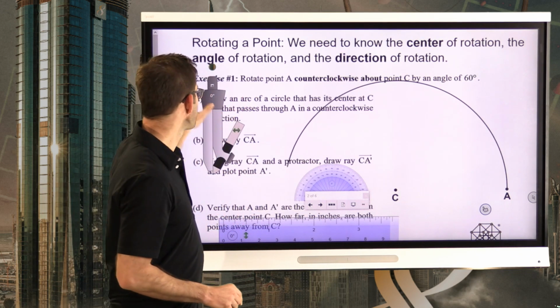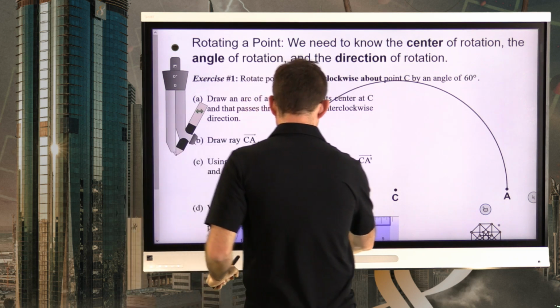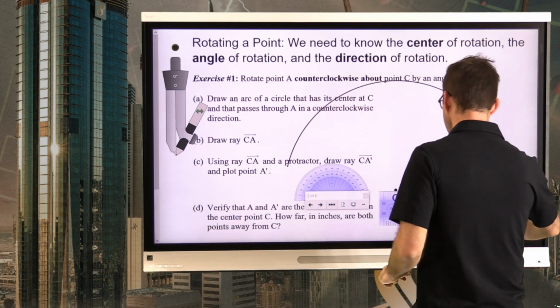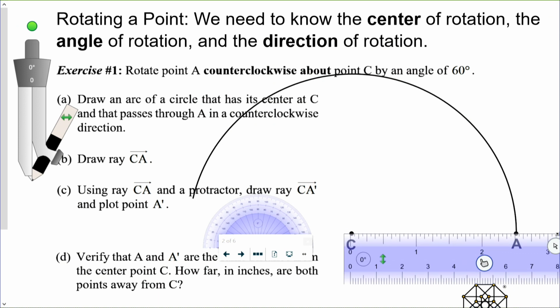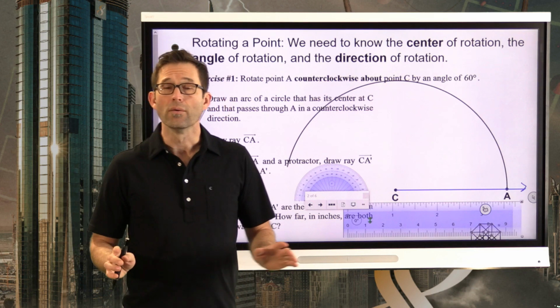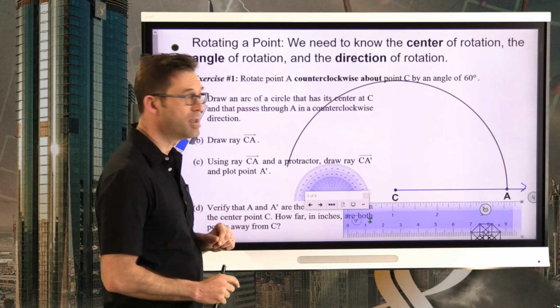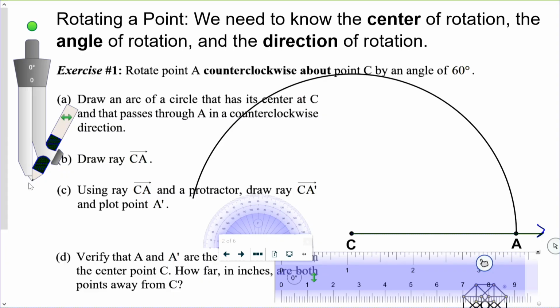So the next step, letter B, draw ray CA. That's easy enough. This is literally just, let's take our ruler out, let's draw a nice ray that goes from C through point A like that. The only reason we did that is to then be able to use our protractor. So letter C says, using ray CA and a protractor, draw ray CA prime and plot point A prime.